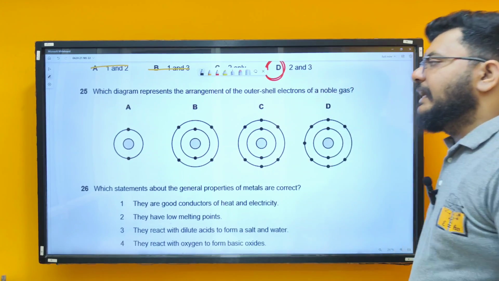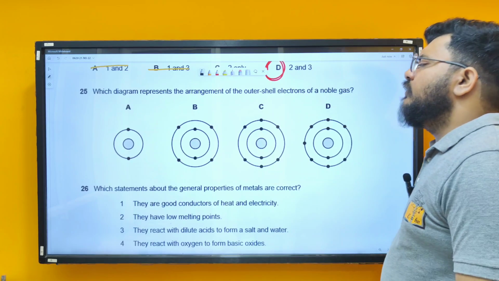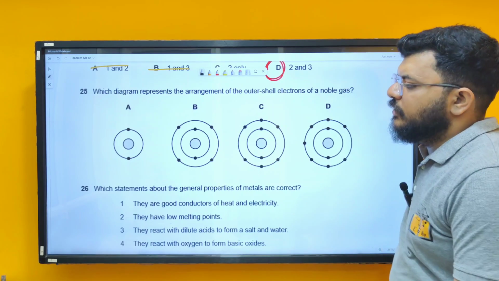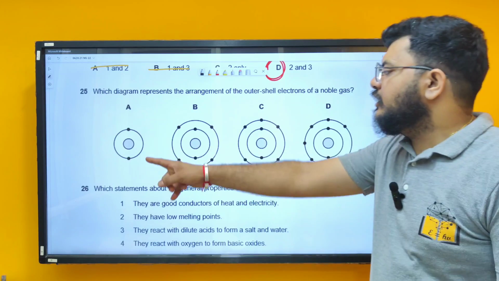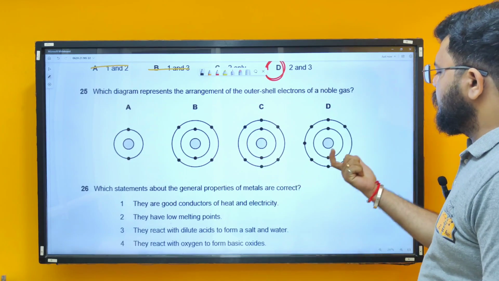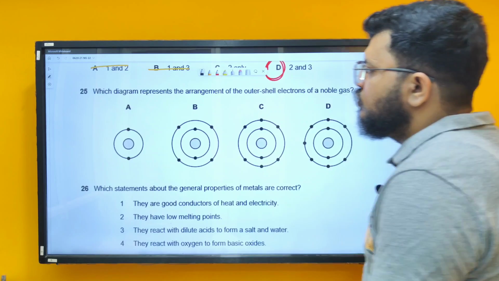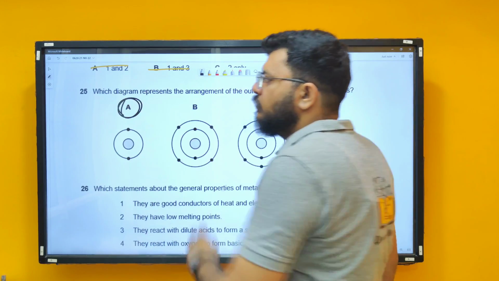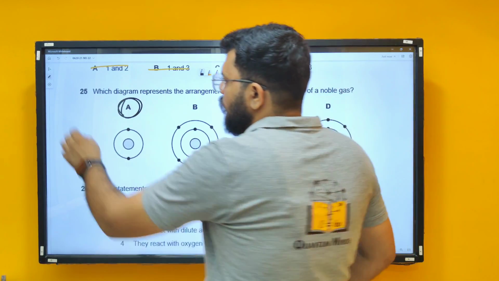Okay. Which diagram represents the arrangement of outer shell electrons of a noble gas? So 2 electrons, 4 electrons, 5 electrons and 7 electrons. So 2 electrons, helium, right? We'll go with option A.